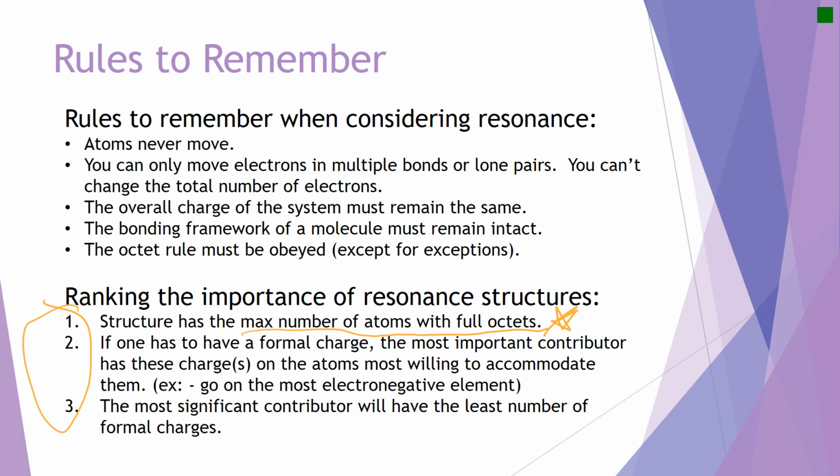Then what you're going to do if somebody does have a formal charge, if the negative is found on the most electronegative element, that would be the second most favorable. And then the last one is where there's the least number of formal charges written. That would be the third most favorable.